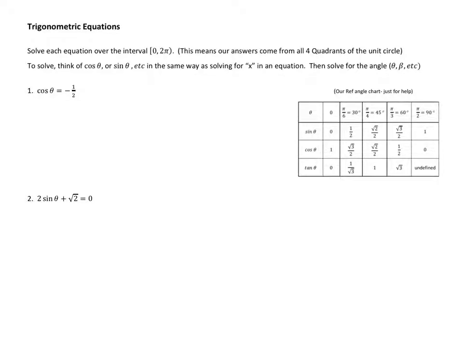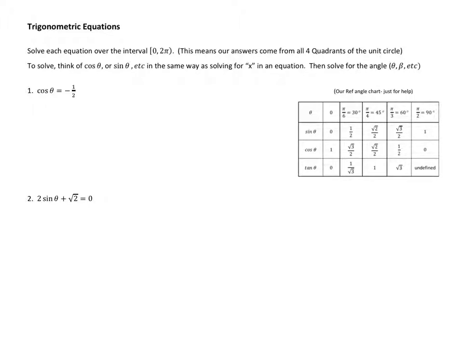Okay, in this video we're going to solve trigonometric equations. As you can see in the directions, we're going to solve over the interval 0 to 2 pi. This means all of our possible answers could come from all four quadrants of the unit circle. Now let's look at example 1.